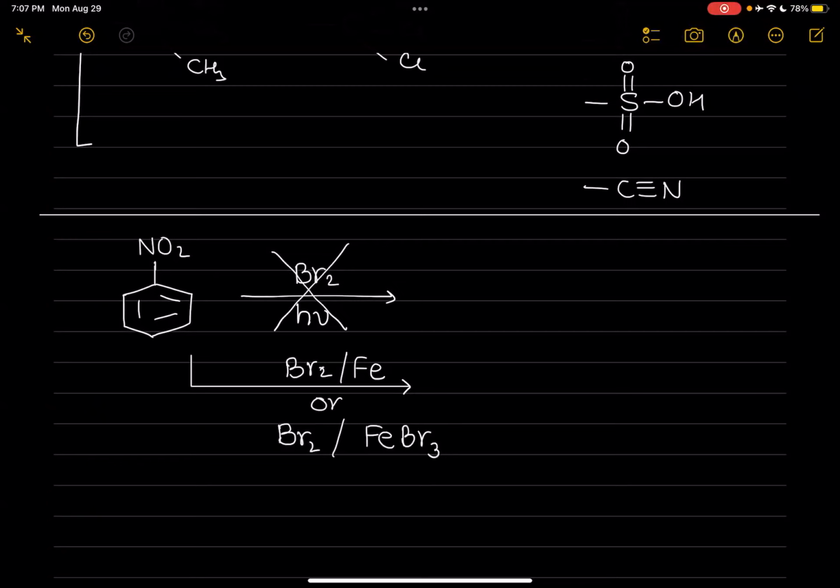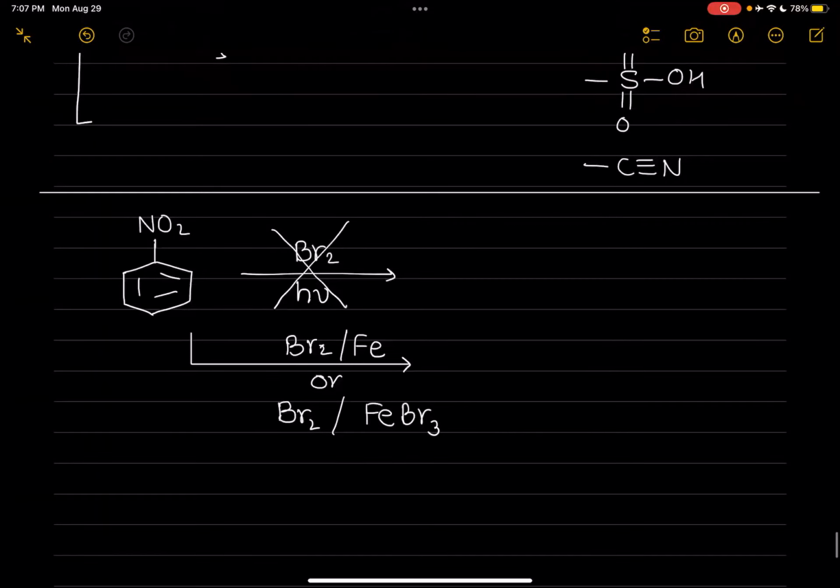And now my doubt is, first of all, you don't have to take the sunlight. That is only for the alkyl group, methyl, ethyl, sp3 carbon. If you need to put the halogen on the double bond, on the benzene ring, you need to take some Lewis acid catalyst. This is a catalyst, metal bromide or metal chloride. But now my question is, with respect to this NO2, where should I put this halogen?